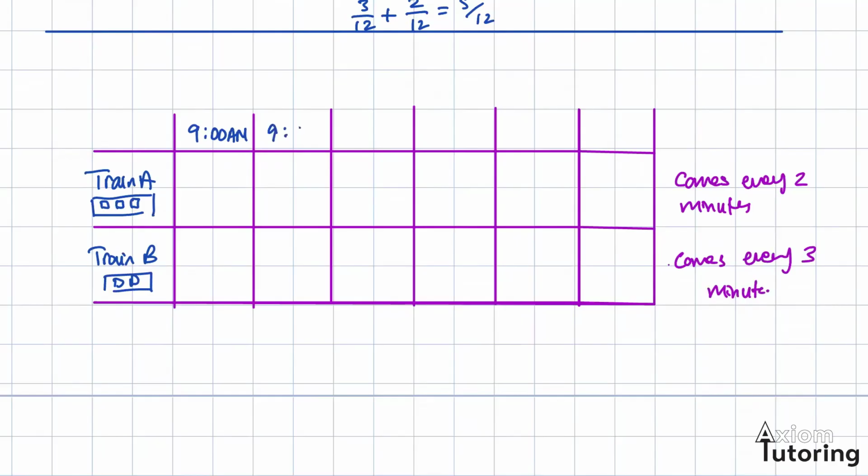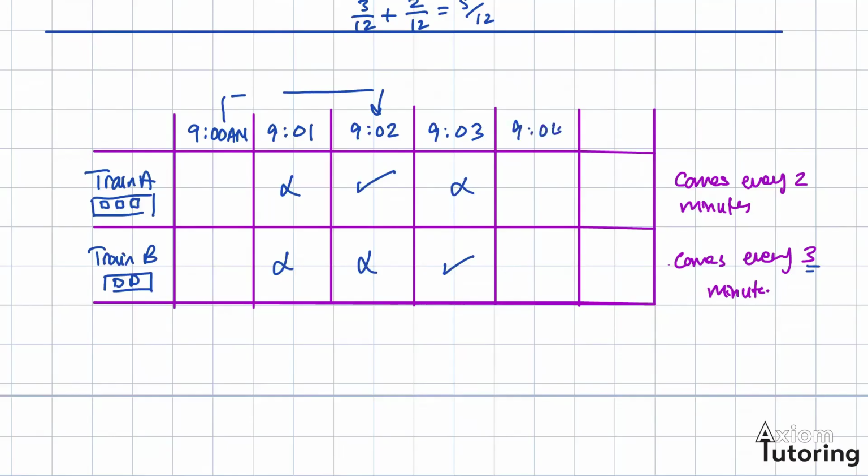So at 9:01, neither of the trains are on the platform. At 9:02, 2 minutes after the first appearance, train A is on the platform, but train B isn't. At 9:03, train B is on the platform because it comes every 3 minutes, but train A is not. We can continue this to 9:04. Train A will be there, but train B will not. Forwarding to 9:06, train A will be there and train B will also be there.